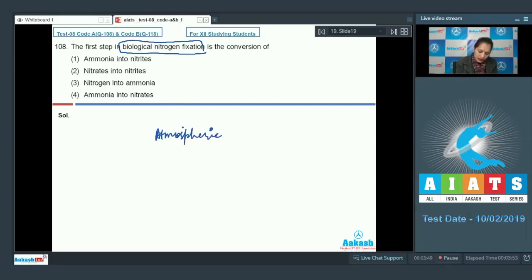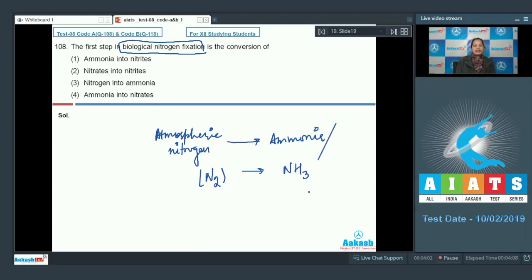atmospheric nitrogen into ammonia, or atmospheric N2, which is molecular N2, into NH3. It is the same thing. So the correct option for the given question is option number 3. Let's move to the next question.